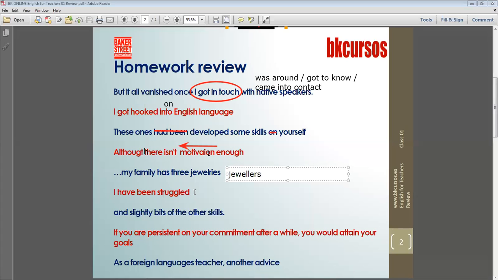I've been struggled. I've being strong. I have struggled. Struggling. Struggling. Okay, good. Because once we've got been, which is the verb to be, that is, I've been struggling, I am struggling, I was struggling. So struggling, good. And slightly bits of other skills.